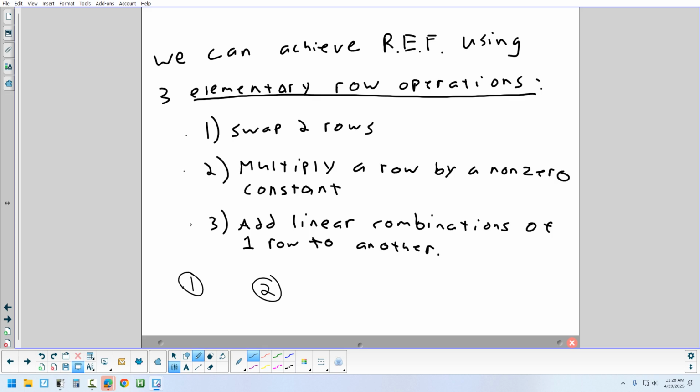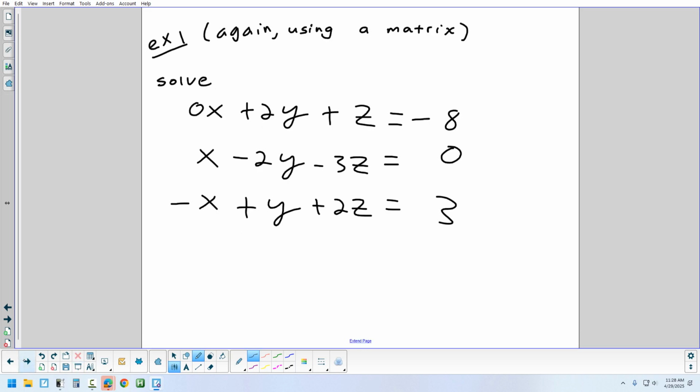Okay. Any questions on what I mean by those 3 things? All right, so let's look at an example. So we're not really solving this one again. We're doing it for the first time. And I'm going to use a matrix.